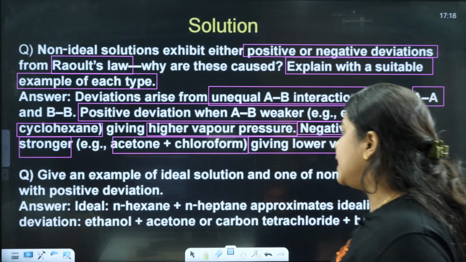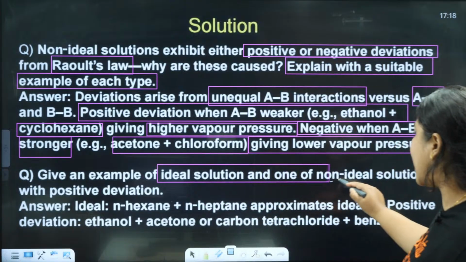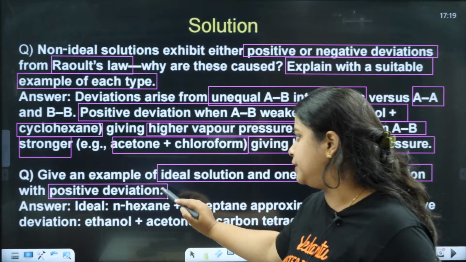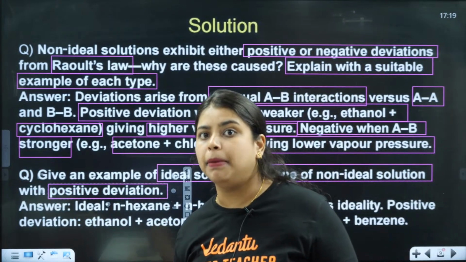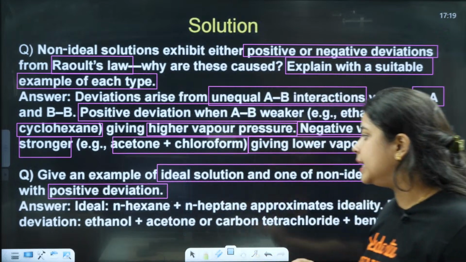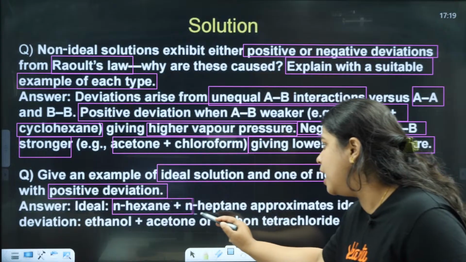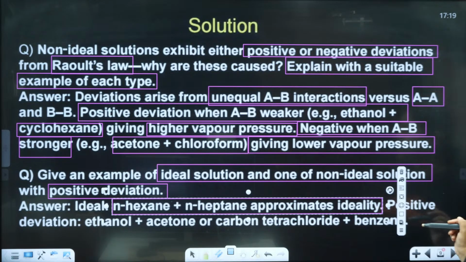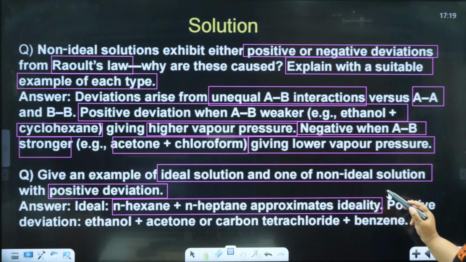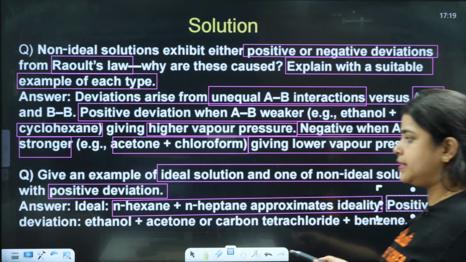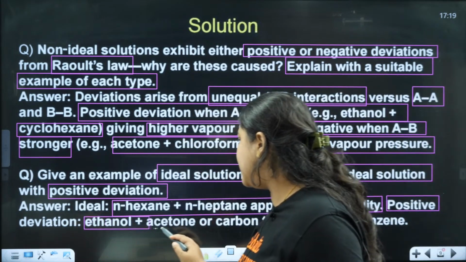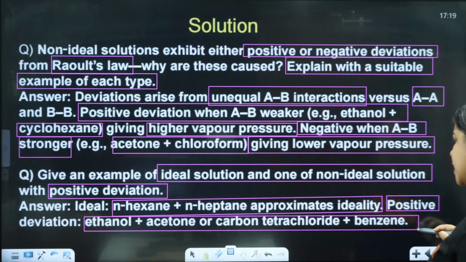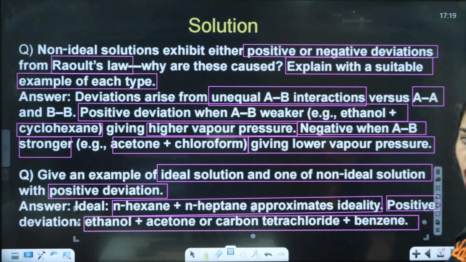Next question: give an example of an ideal solution and one of the non-ideal solution with positive deviation. With positive deviation, what happens? For ideal, it is n-hexane plus n-heptane, which approximates ideality. And what happens with positive deviation? Whatever the positive deviation is, there it is ethanol plus acetone, or carbon tetrachloride plus benzene. Carbon tetrachloride plus benzene is the option we can tell.